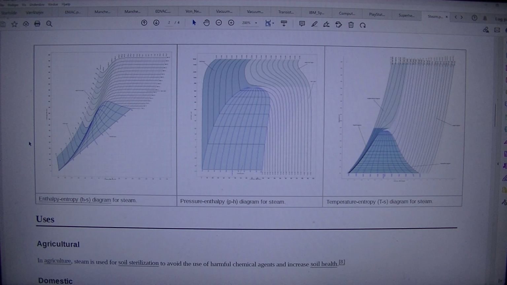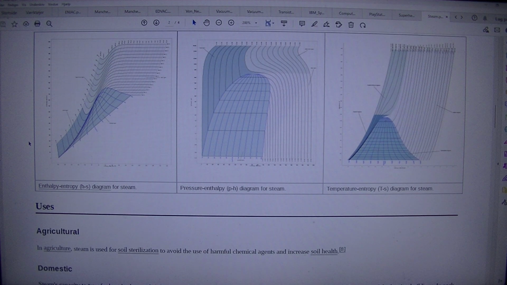Molar enthalpy entropy chart for steam, US units. Pressure enthalpy chart for steam, in US units. Temperature entropy chart for steam, imperial units. Enthalpy entropy, HS, diagram for steam. Pressure enthalpy, pH, diagram for steam. Temperature entropy, TS, diagram for steam.